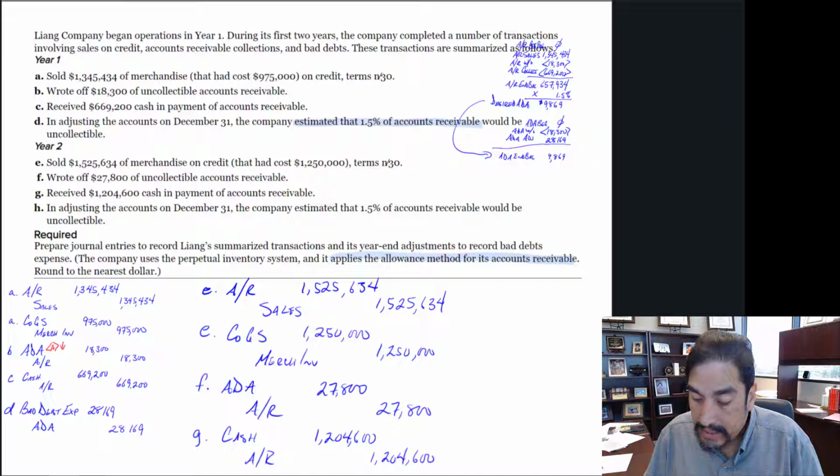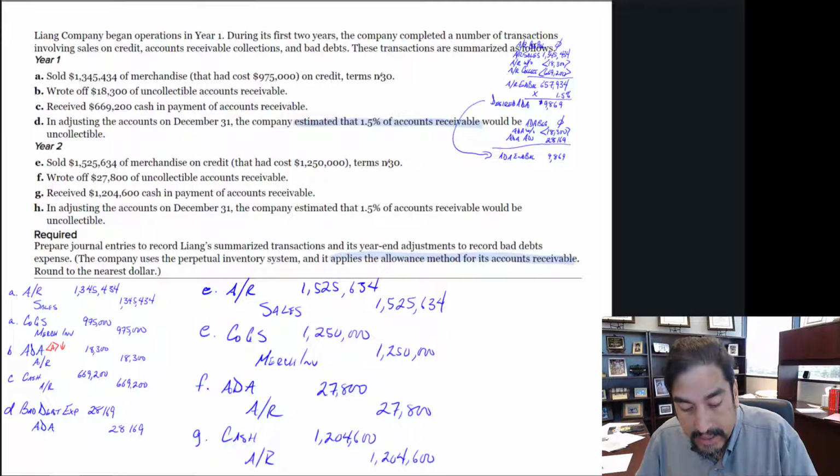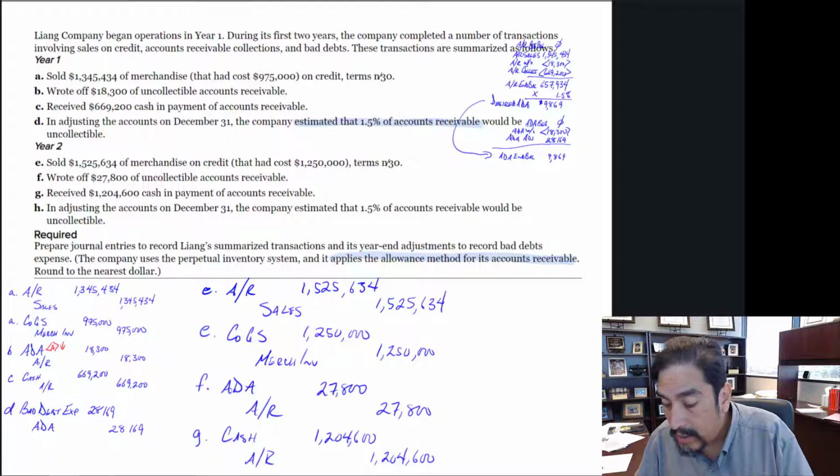Now it is time for H. And H is the same. There's no new information in there. There's no difference between D and H. For our adjusting journal entry at the end of the accounting period, we estimate that 1.5% of accounts receivable is going to be uncollectible. So now we need to do that same piece that we did in year one. We need to do that again for year two.